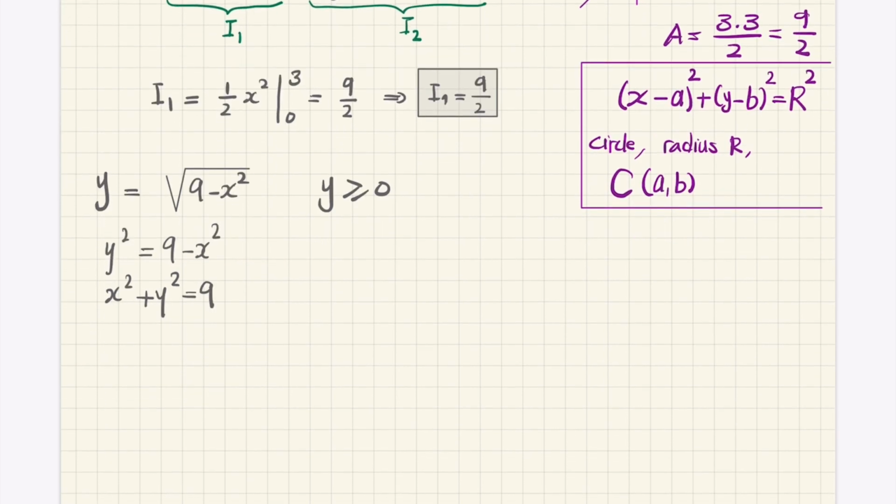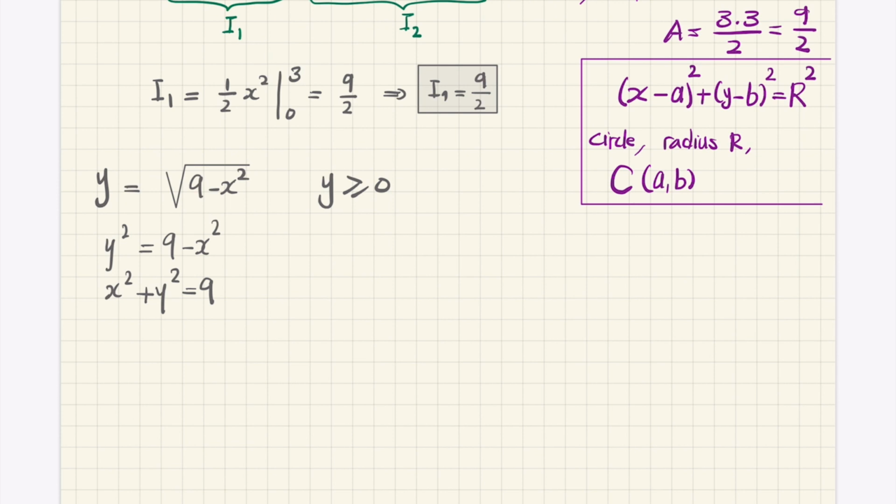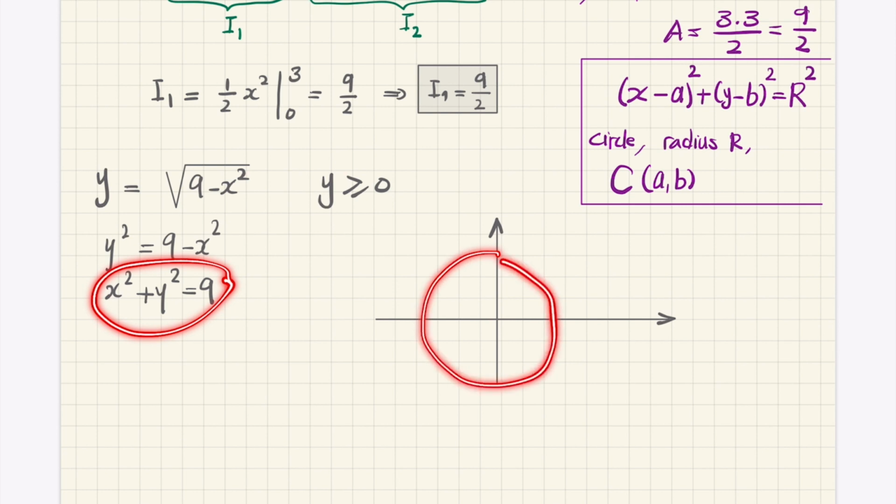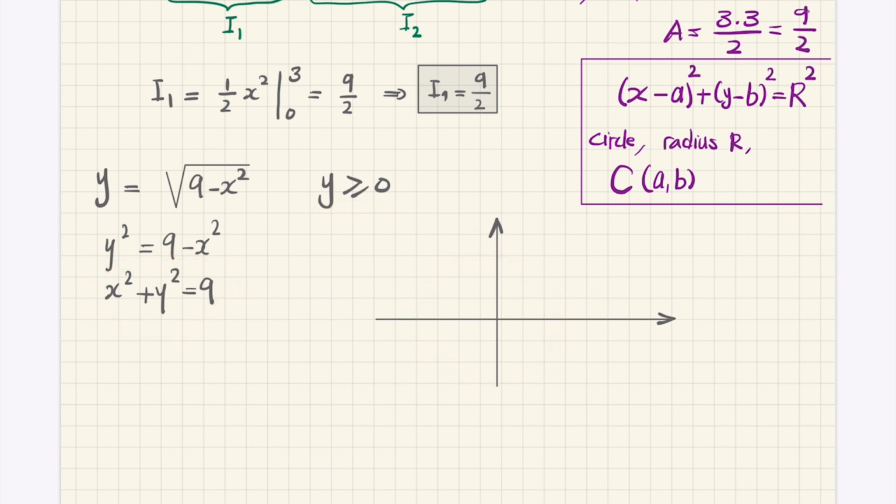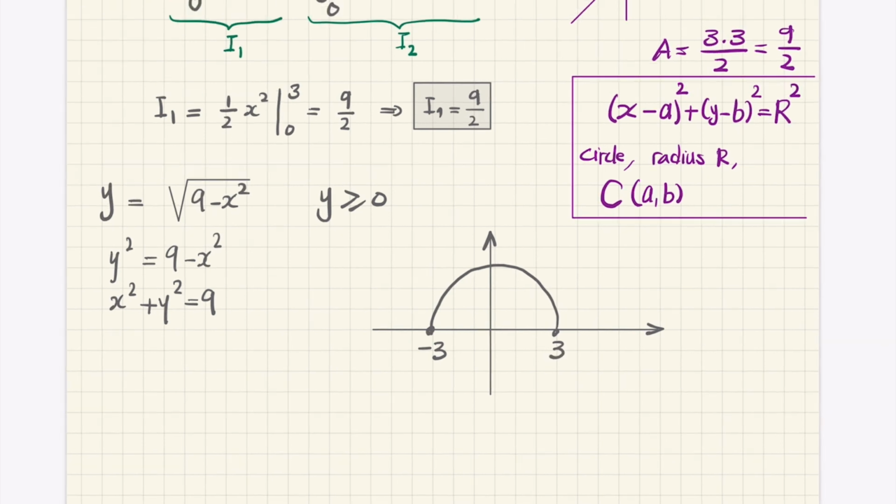Yes? So if I want to draw the graph of that, the graph of this equation is the whole circle, but here I am limited to non-negative values for y, so it would be a semicircle with radius equal to 3. It's hard to draw it by hand, but something like that. Yes? And then here would be minus 3, here would be 3. Are you convinced or not?